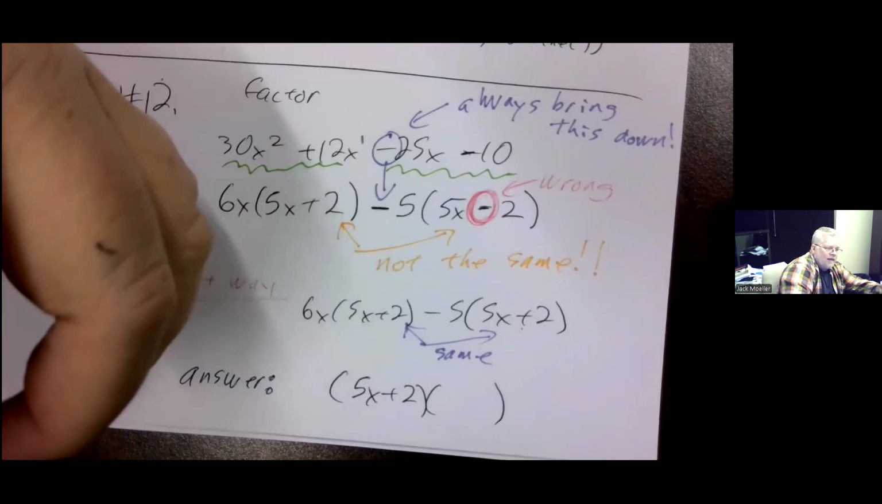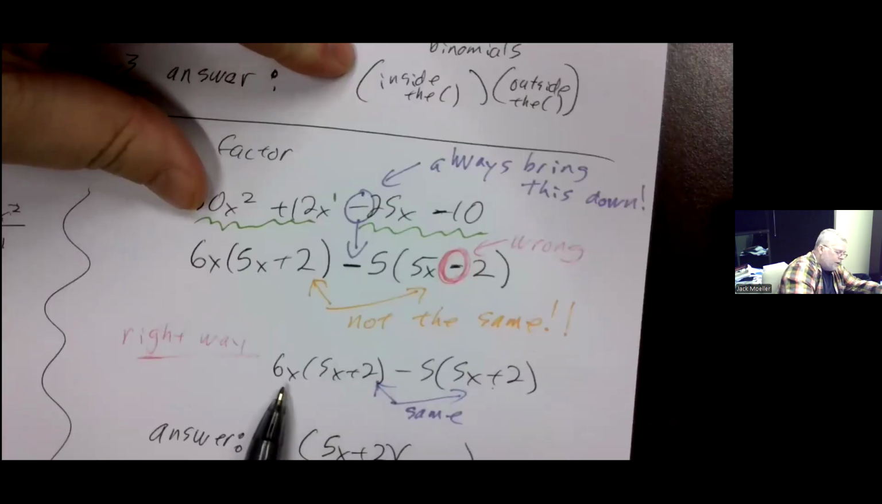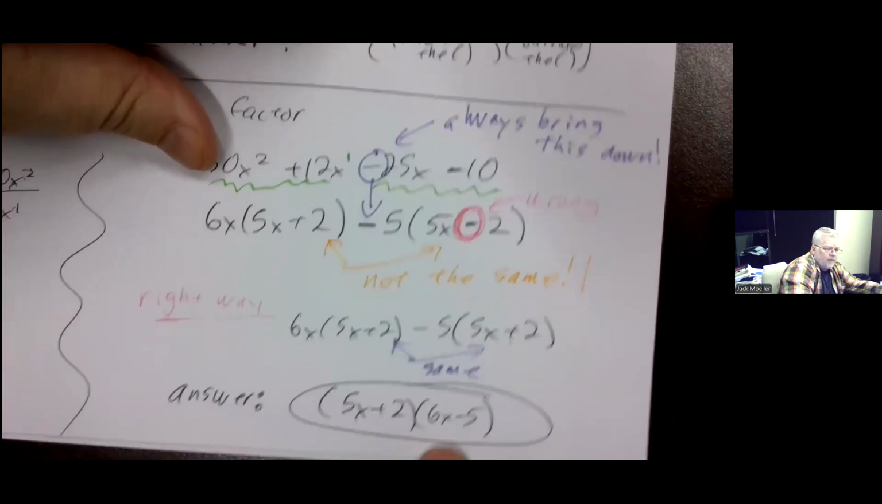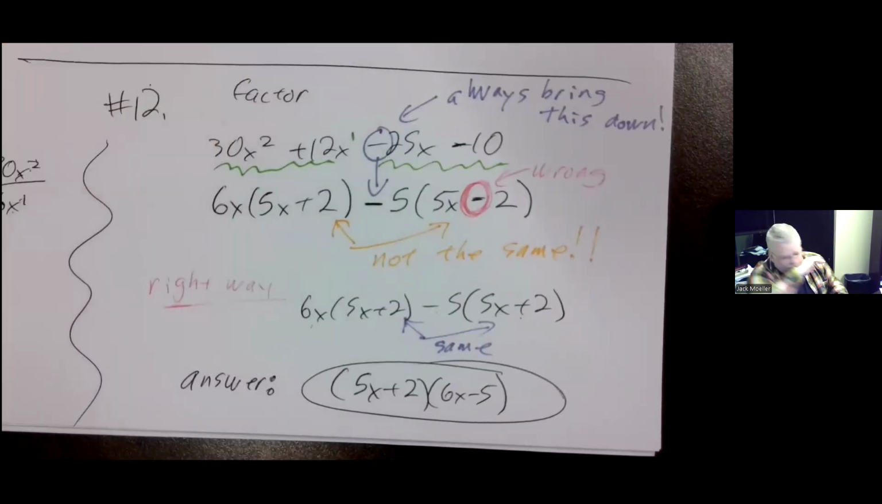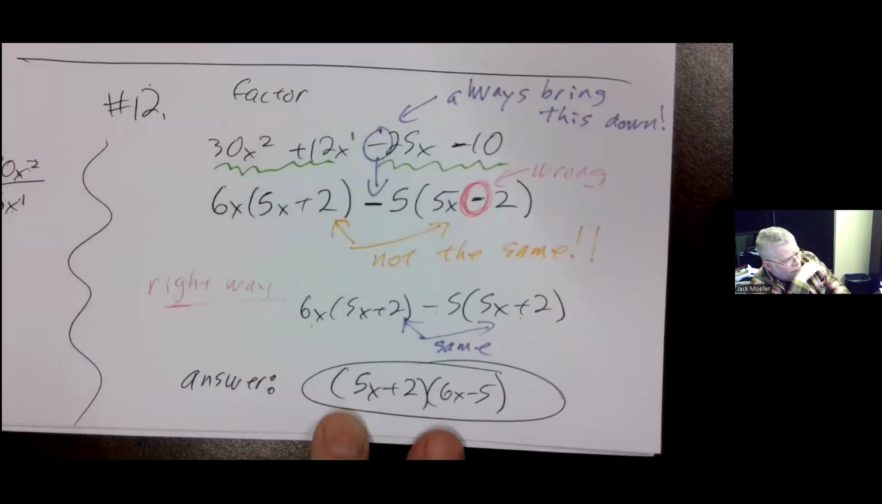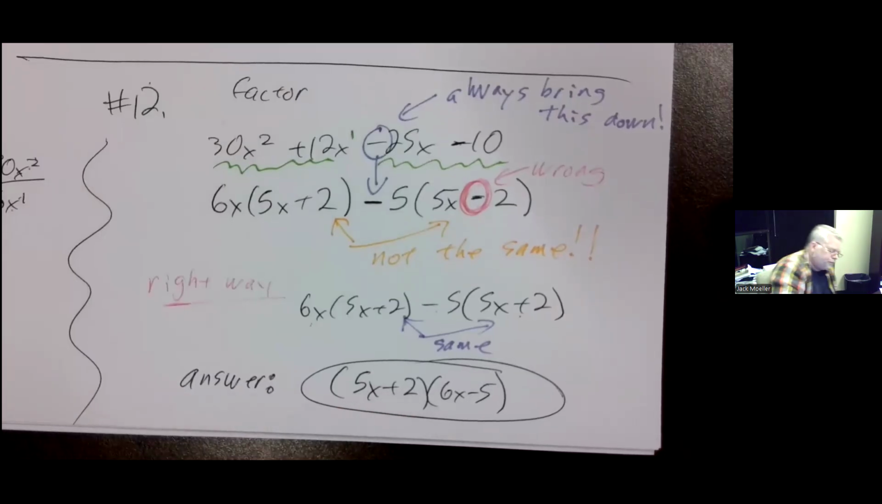And then the second half of our answer is what is outside the parentheses. By that, I mean the 6x minus 5. Some people like the 6x minus 5 first, the 5x plus 2 second. Doesn't matter which one of those you have first, as long as the binomials are the right binomials. And again, how do you know this works?